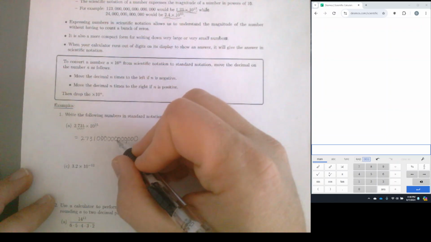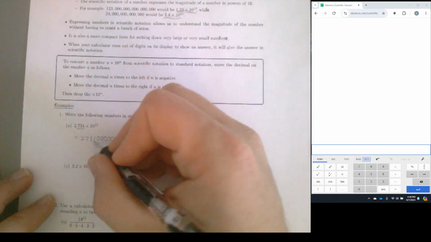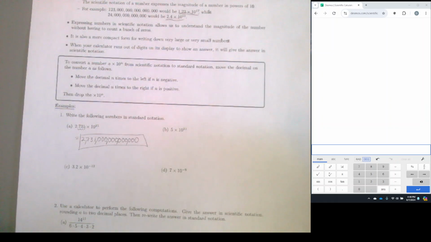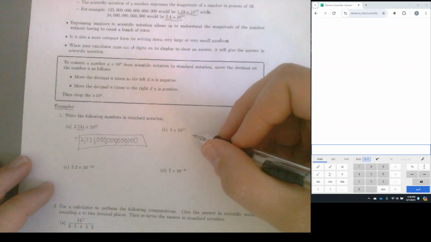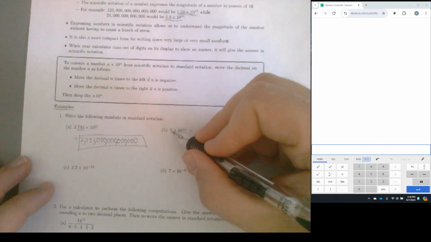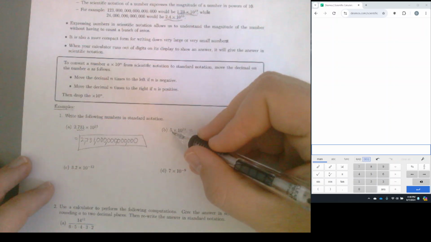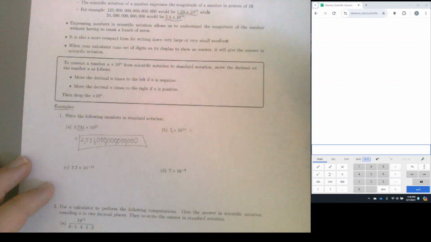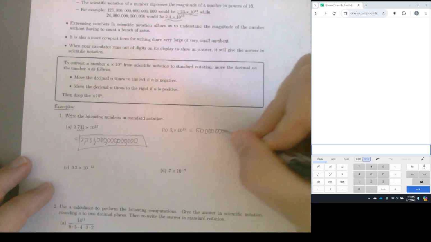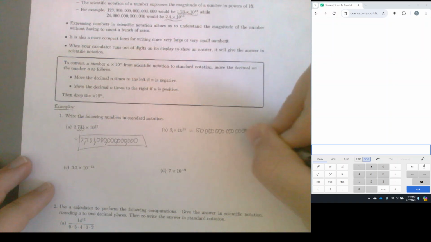So I can come back and put a comma after every 3 places, and that's what that number would look like in standard notation, right? So this huge monstrosity of a number. Similarly, 5 times 10 to the 13th power would be, well, right now we just have a decimal point right there. If we move it 13 times, we're going to end up with 13 zeros. So this is going to be 5 and then 13 zeros.